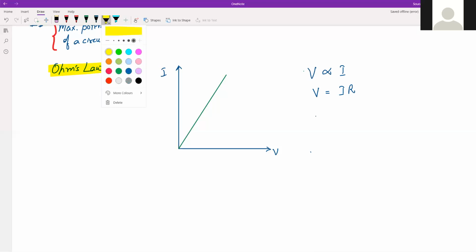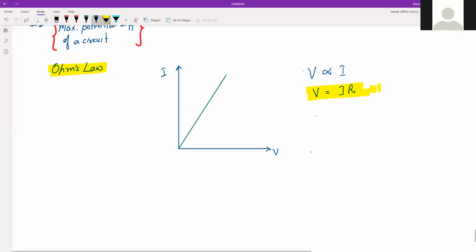This is a representation of Ohm's law. This is the core of Ohm's law, right? That is V is equal to IR, and we have already seen that we use this to find the current. So for all circuits, the same formula, V is equal to IR.